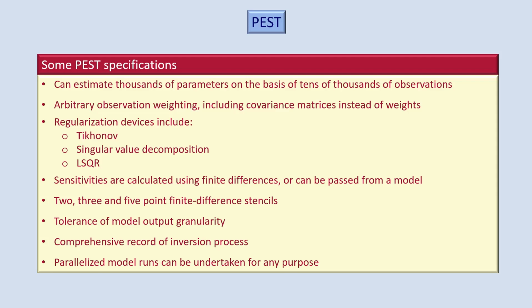In solving an inverse problem, PEST keeps a comprehensive record of everything it does and can parallelize model runs in solution of that inverse problem, but also, if you want to, it doesn't have to solve an inverse problem at all. It can simply undertake a whole lot of model runs in parallel so that you can look at the outcomes of those model runs. This may be useful in sensitivity or uncertainty analysis.